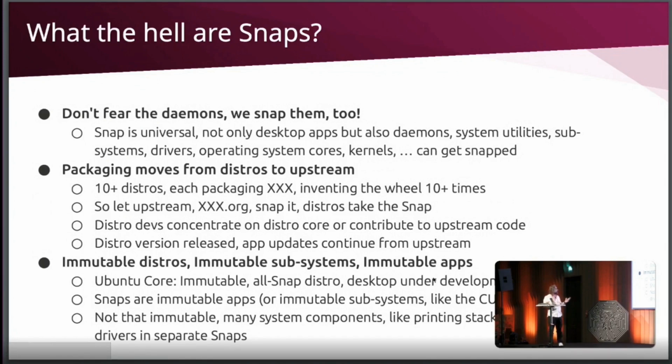When we have more than 10 distros, each packaging the same software, the distros would reinvent the wheel 10 times. And so let upstream xxx.org snap it, and the distros take the snap. So this work goes away for the distros. And so the distro developers concentrate on the distro core, or they also contribute to the upstream code.